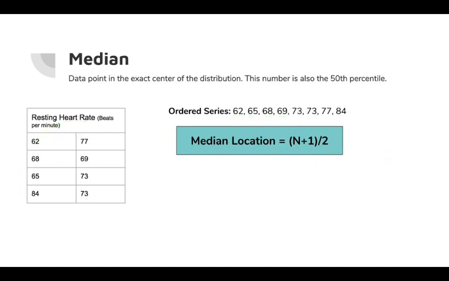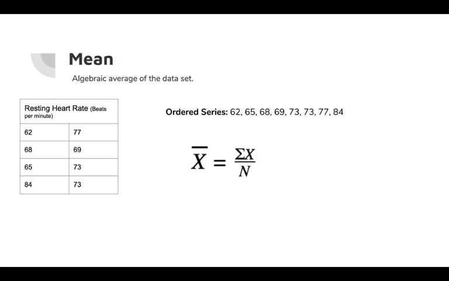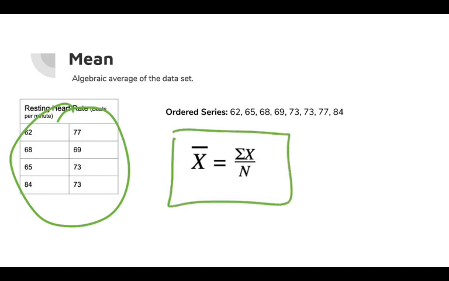Now, the last one of these is the mean, okay? And the mean is probably the most used of all of these things because it's just the average, right? It's the algebraic average of the data set. So you're just going to take all your numbers, add them all up, and then divide by the total number of things in the data set. So for us, okay, here's the equation, right? You'll see this in the textbook.